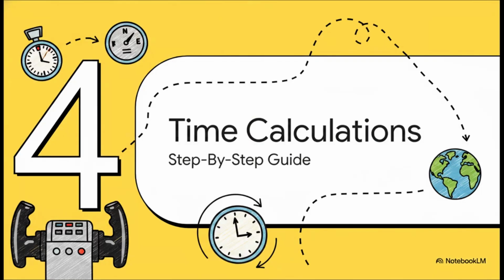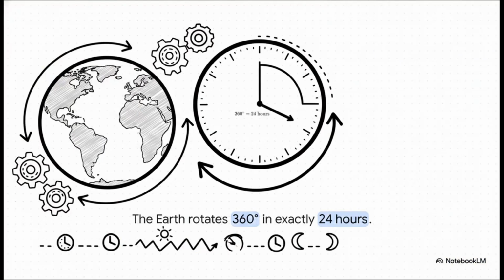Section 4, step-by-step time calculations. Say you're an aviation pilot managing a long-haul flight path. Knowing exactly how to calculate these time differences on the fly is non-negotiable. And really, everything just starts with the rotation of the Earth. Our entire system of global chronometry is just a direct, simple calculation of the planet completing one 360-degree rotation every 24 hours. The math is honestly incredibly elegant.